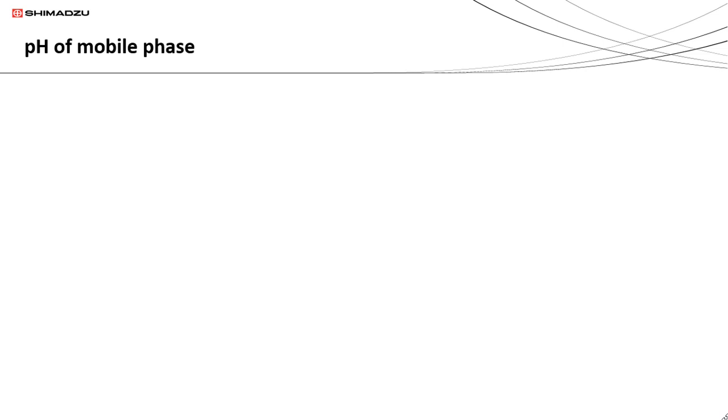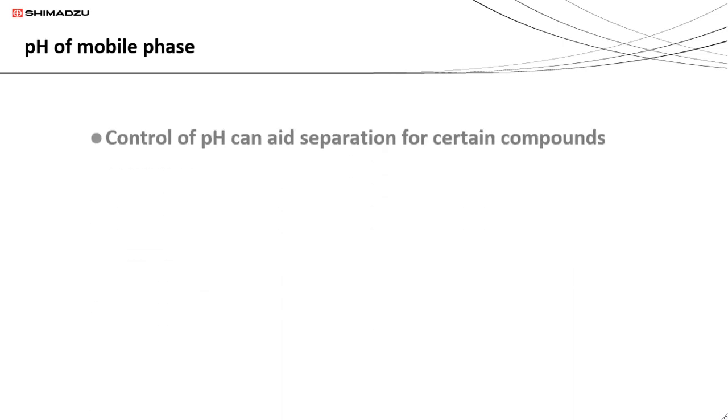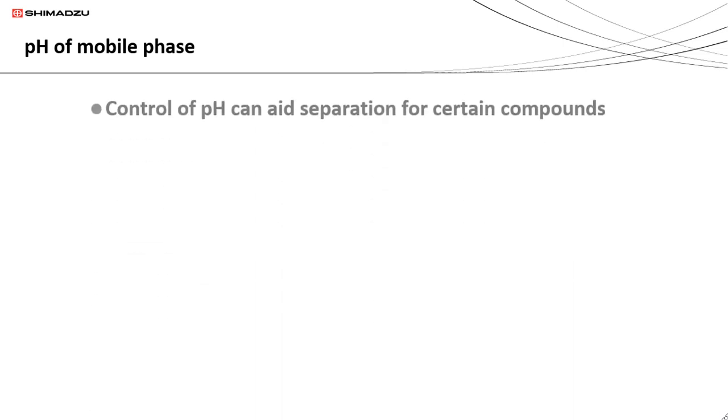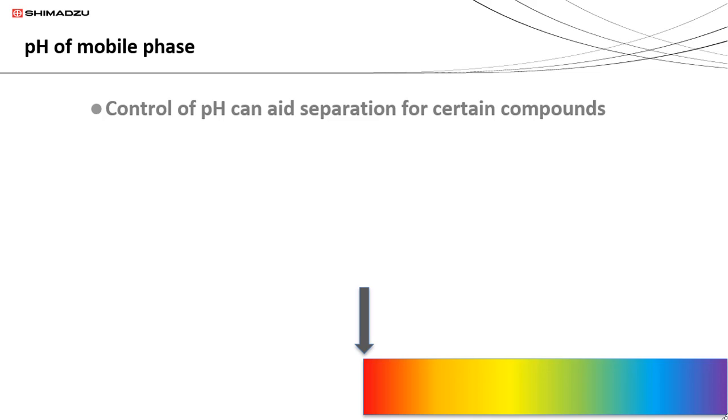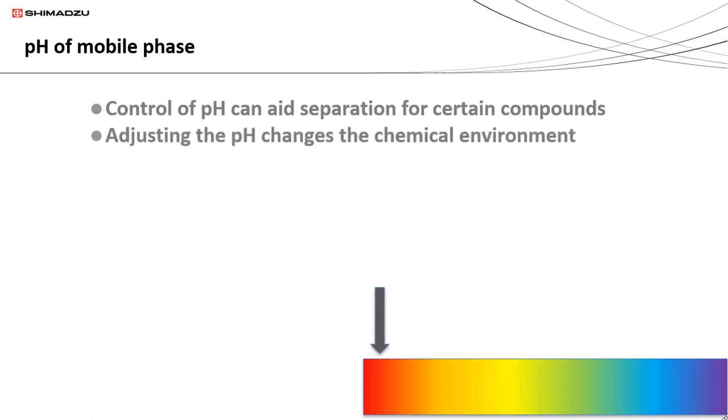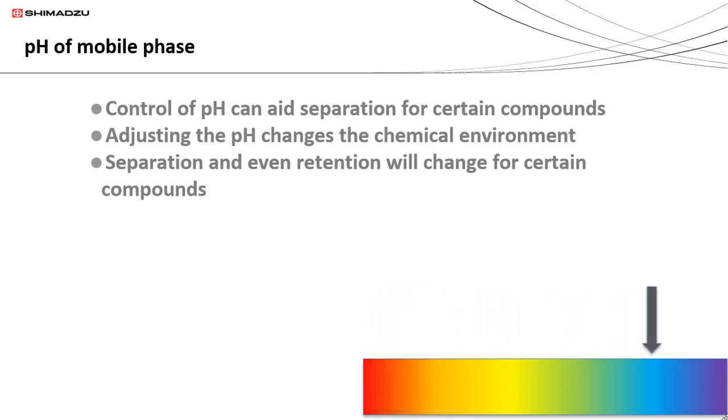The second effect we will look at is pH. Control of pH can aid our separation in a similar manner to the solvent composition example. This, however, is paramount for certain compounds. The adjustment of pH changes the chemical environment. As we know, changes to the chemical environment alter separation and retention times.